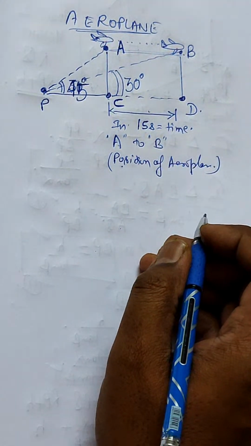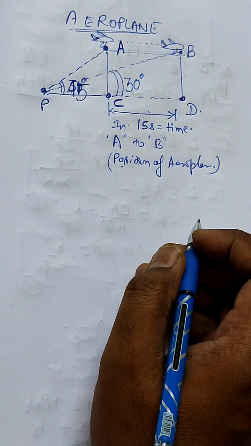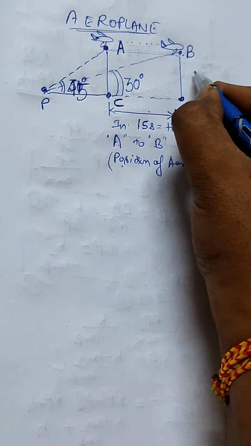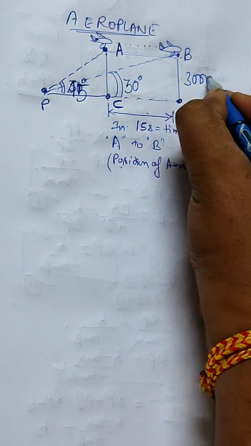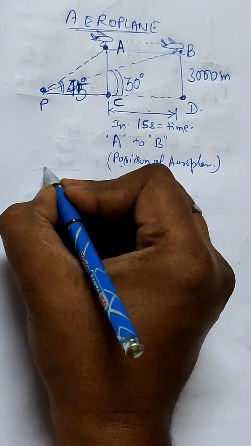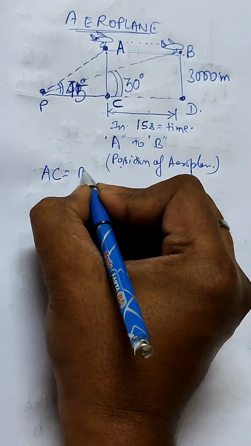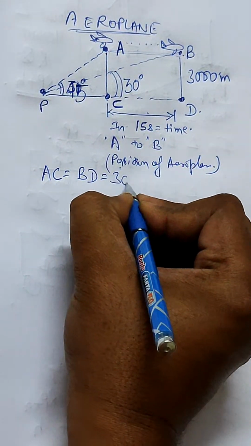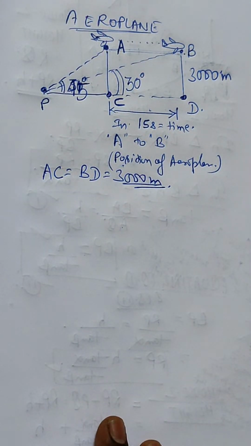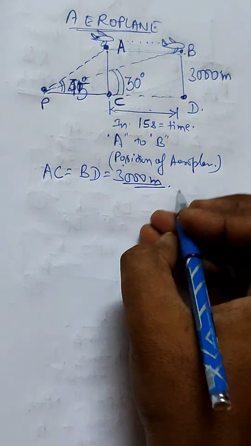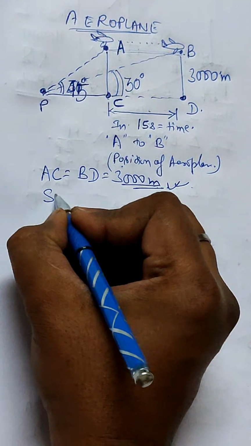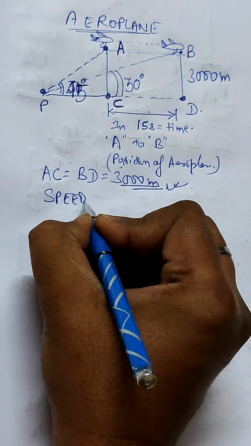Now we need to find the speed of the aeroplane, right? It's also given that the aeroplane is flying at a height of 3000 meter. So BD will be 3000 meter, and definitely AC is also equal to BD, equal to 3000 meter, because this is the height of the aeroplane, right? So this is the given data. We need to find the speed of the aeroplane.